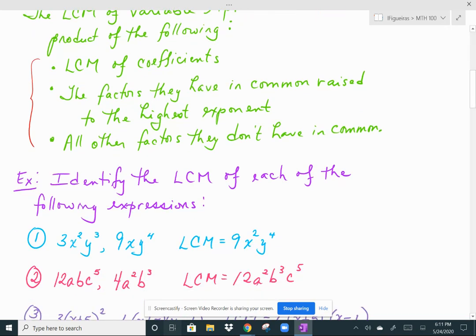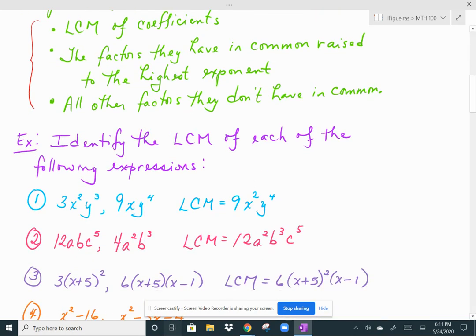So let's try some examples. Find the LCM of 3x squared y to the third and 9xy to the fourth. Well, the LCM of 3 and 9 is 9, so that's first. They have x's in common, but you want the one raised to the highest exponent, so that'll be x squared. And they have y's in common, but you want the one raised to the highest exponent, that's y to the fourth. There are no other factors that they don't have in common, like a z variable or something like that. So your LCM is 9x squared y to the fourth.